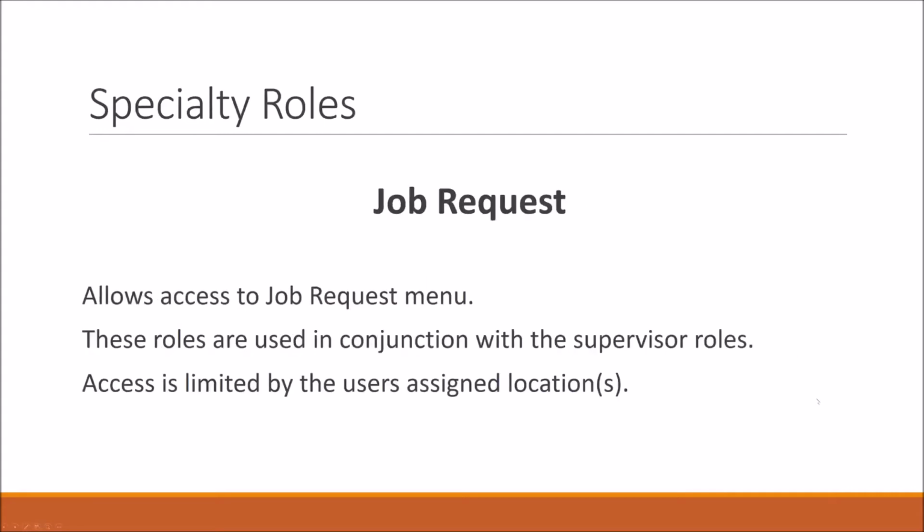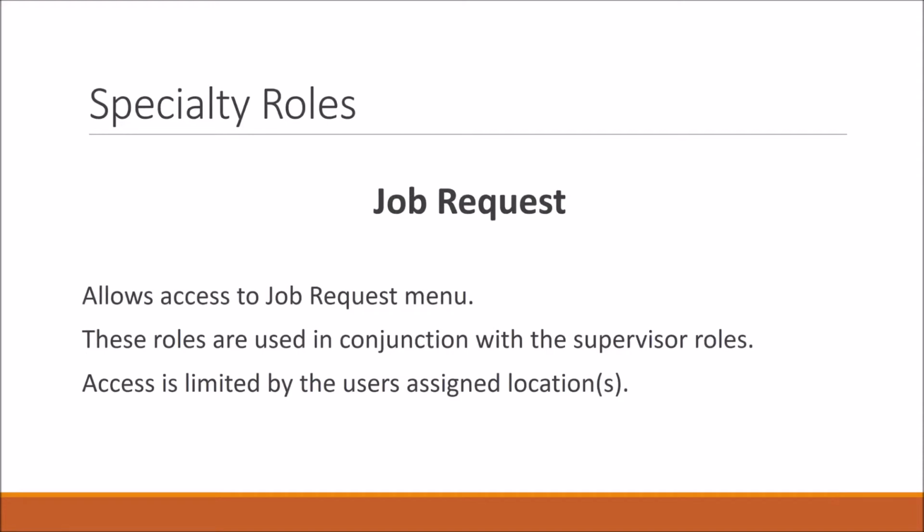Then we have a role called job request. This one works in conjunction with the supervisor roles. So Principal Pat, I gave him the job request role. Now he can go in and add a job request for his location for those certificated teacher role jobs, because he has that supervisor role, because they work in conjunction. Does that make sense? Hopefully I'm not totally confusing people.